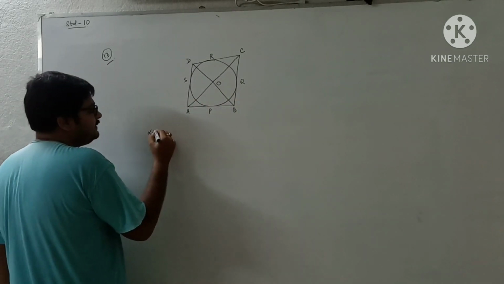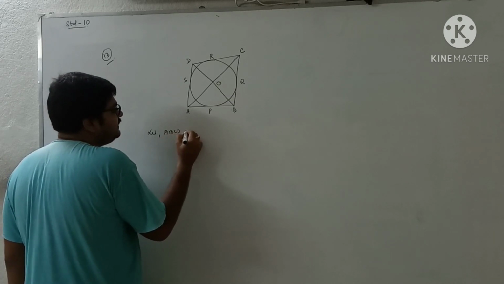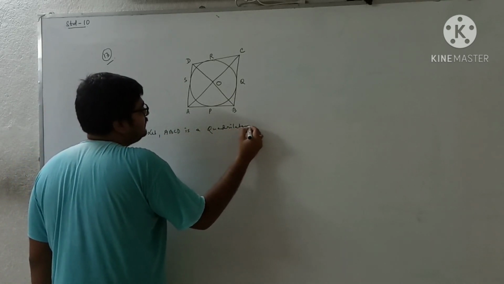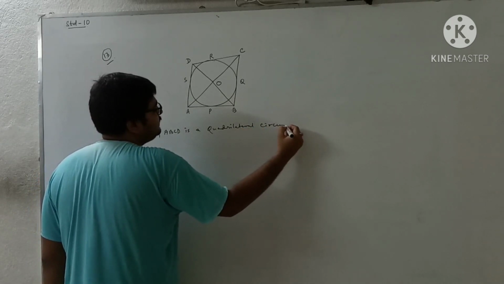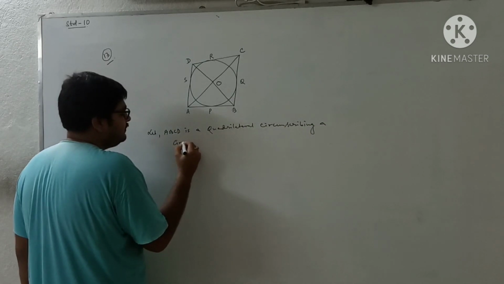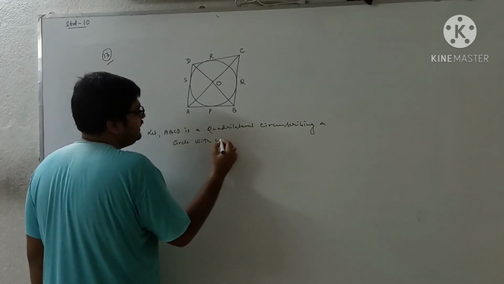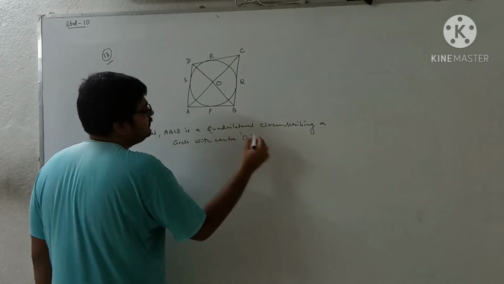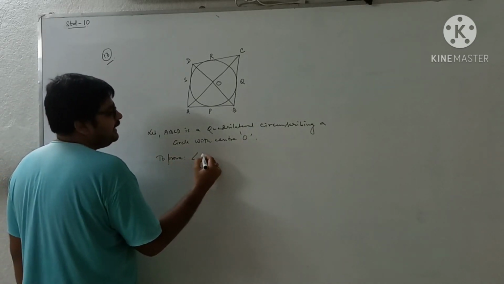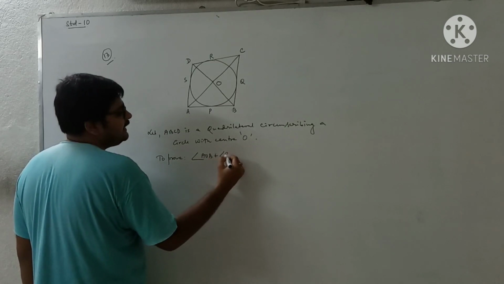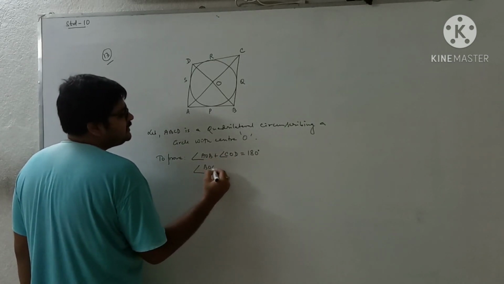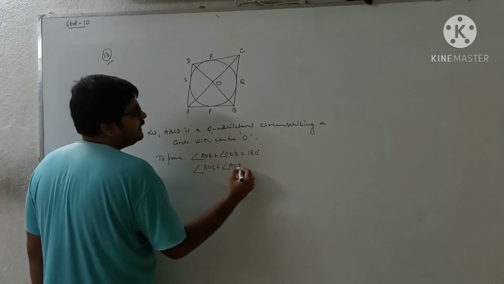So let ABCD be a quadrilateral circumscribing a circle with center O. What you have to prove? To prove: angle AOB plus angle COD equal to 180 degree, angle BOC plus angle AOD, that is also equal to 180 degree.